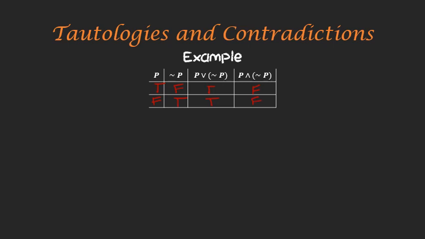So what we can see here is that this column, P or not P, is true no matter what truth value P has. So this is an example of a tautology. And this one is false for all possible values of its component statement. So this one is a contradiction.